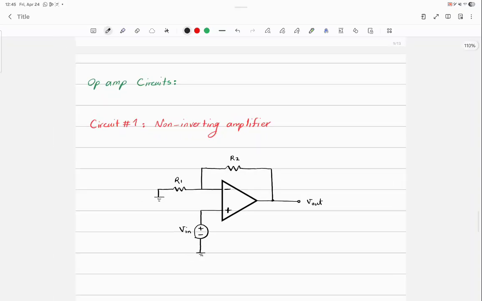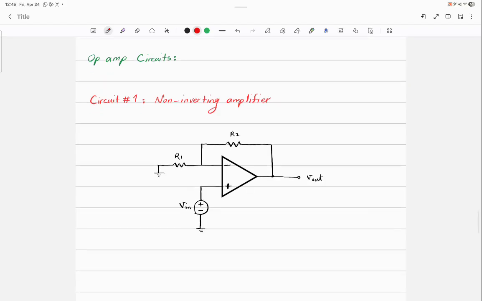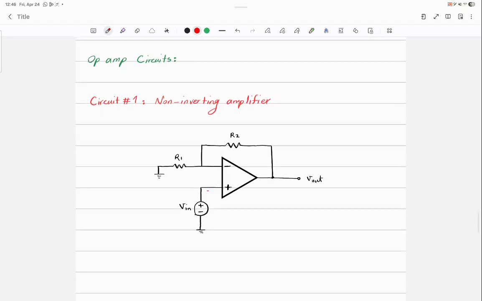Now that we did the web board problems, we're going to talk about famous and popular op-amp circuits. The first one is the non-inverting amplifier. I'm going to apply all the rules of op-amps and see what happens.